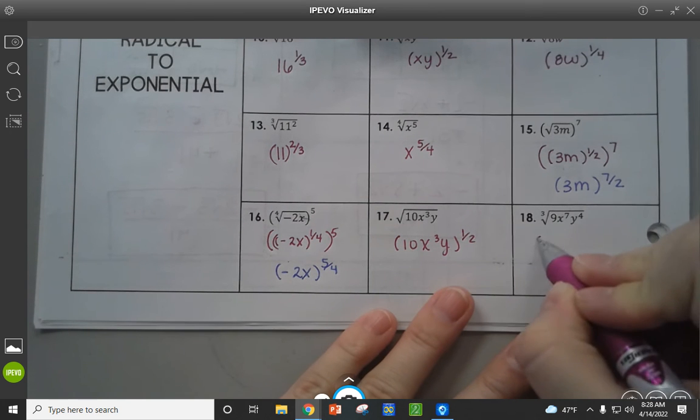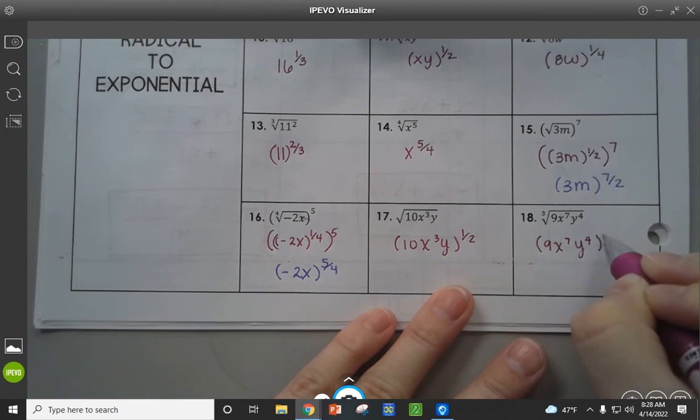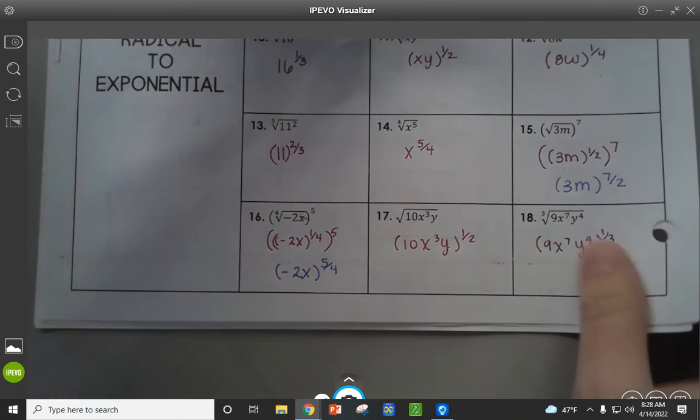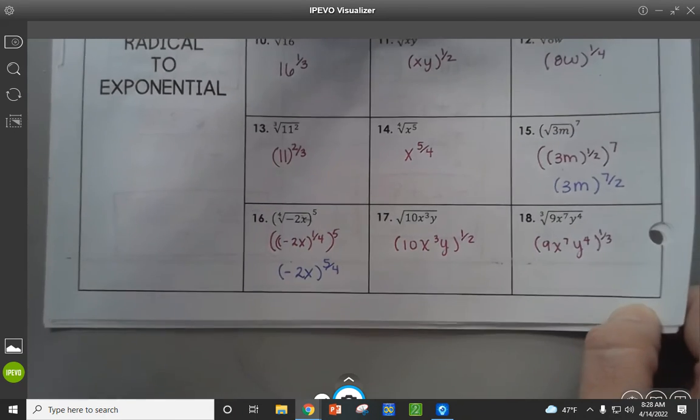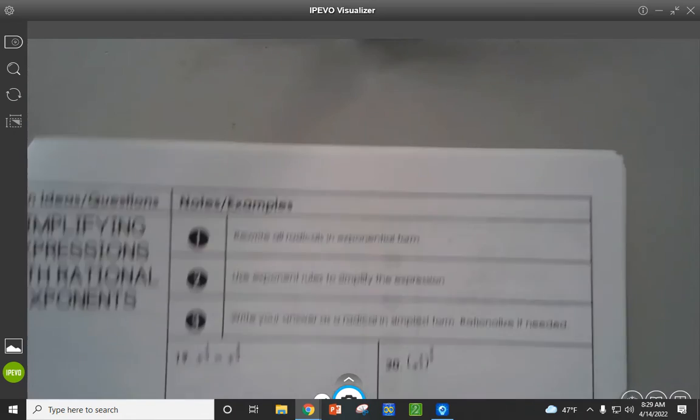And then over here, we've got 9x to the 7th, y to the 4th, to the 1/3 power. Any questions? Got a few more problems.